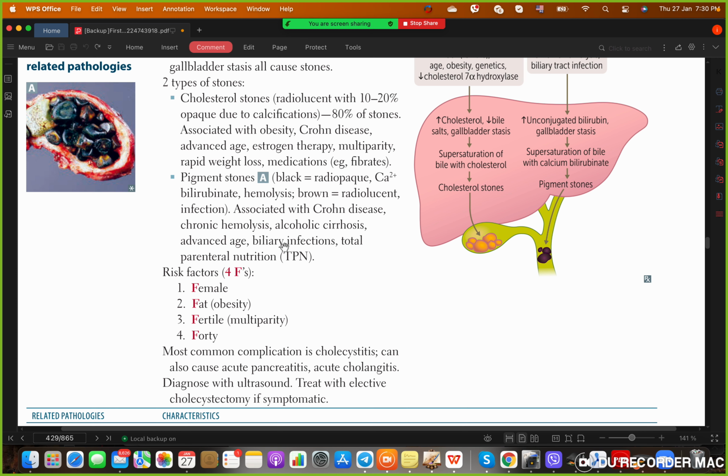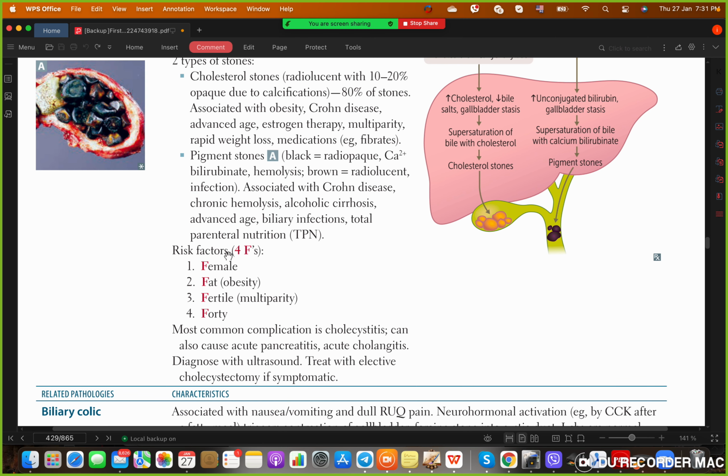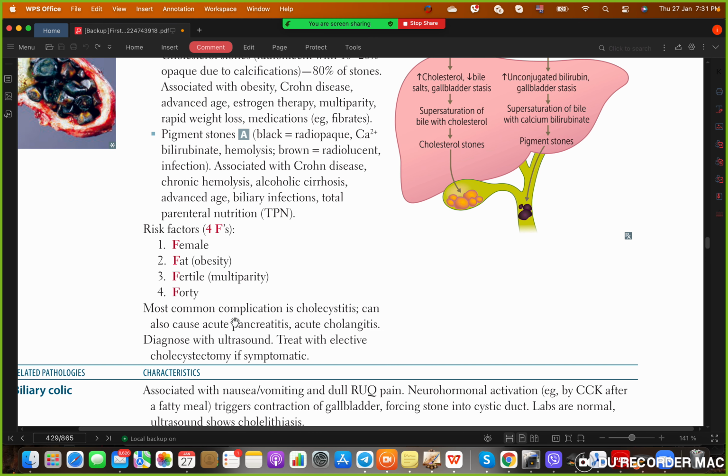So if they are fed by a tube, will the gallbladder be contracting? I mean, the cholecystokinin, will it be secreted if they are fed by a tube? The answer is no. So if the cholecystokinin is not secreted, will the gallbladder contract? No. So they get stones. Okay. Risk factors: female, fat, fertile, and 40. Yep. The most common complication is cholecystitis. Can also lead to acute pancreatitis.